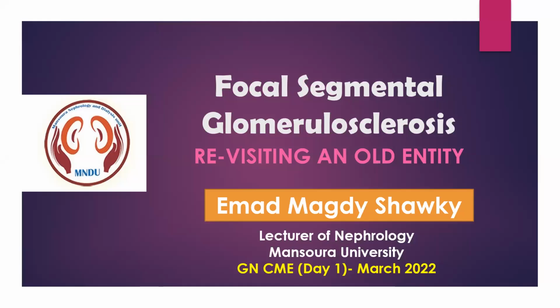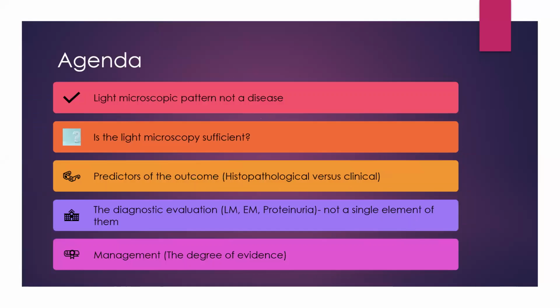I'm now talking about focal segmental glomerulosclerosis, revisiting an old entity. My agenda: I will go thoroughly on the light microscopic pattern. It is not a disease, as Dr. Abdullah mentioned, but is light microscopy sufficient or not? What are the predictors of the outcome? The diagnostic evaluation and the evidence in management of FSGS.